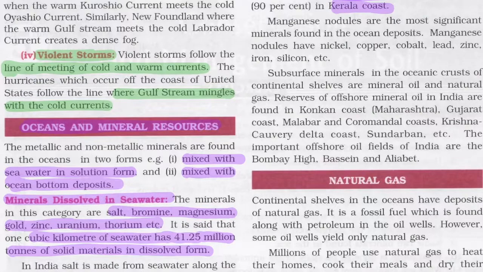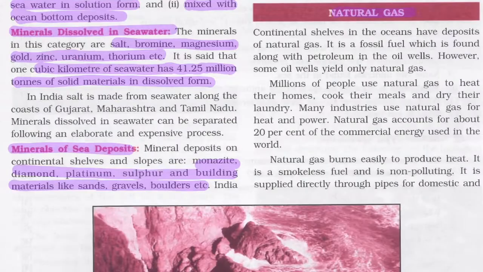Manganese nodules are the most important minerals that are found in ocean deposits. Manganese nodules have nickel, copper, cobalt, lead, zinc, iron, silicon, etc. Natural gas. Continental shelves in the oceans have deposits of natural gas.